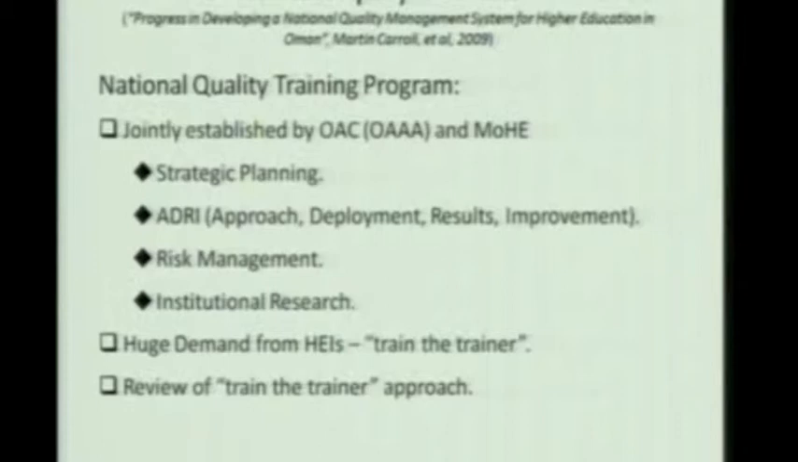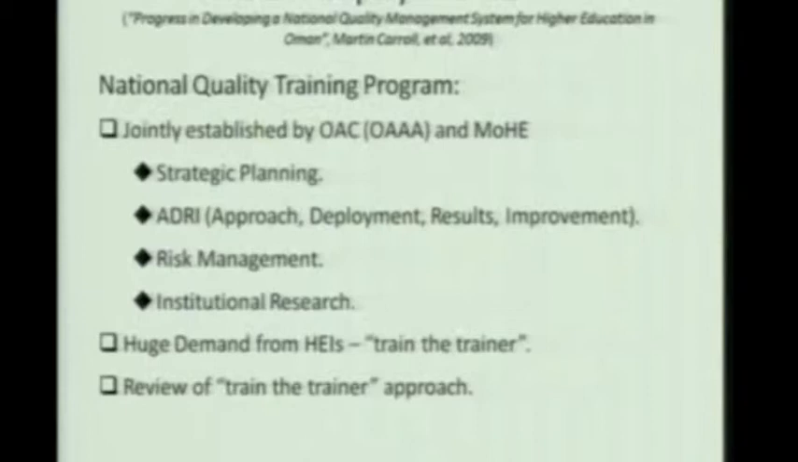Thus, the main areas in which training has been provided centre on key aspects of the quality audit process, in particular on such topics as strategic planning, on the ADRI cycle, which is the OAAA's approach to quality enhancement, on risk management, and on data gathering and analysis in the quality cycle. There's been an absolutely huge demand for this training from within the HE sector in Oman, and an attempt to adopt a train-the-trainer approach to reach a much broader audience.